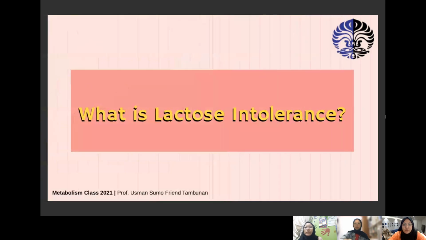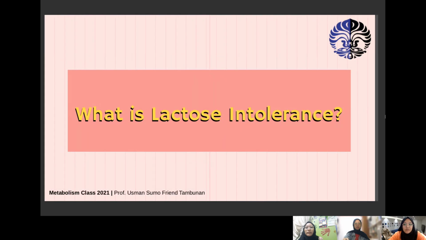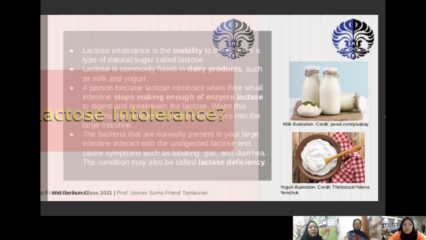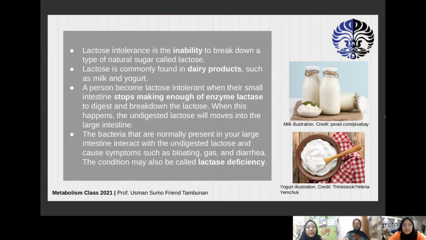First of all, I'm going to talk about the definition. So what is lactose intolerance? Lactose intolerance is the inability to break down a type of natural sugar called lactose. Lactose is commonly found in dairy products such as milk and yogurt.